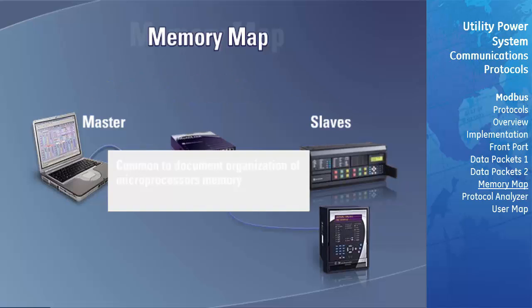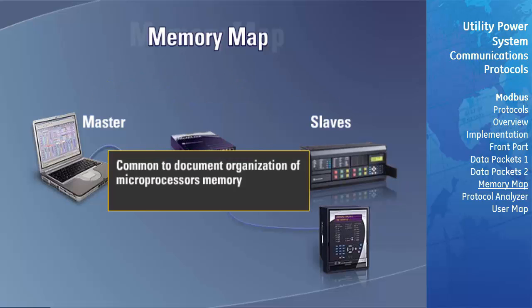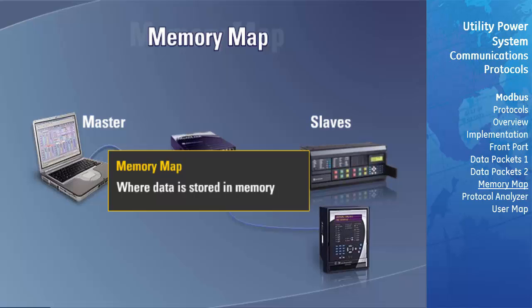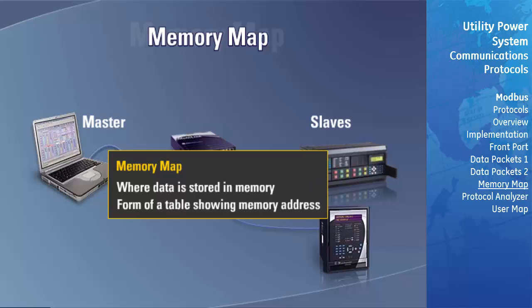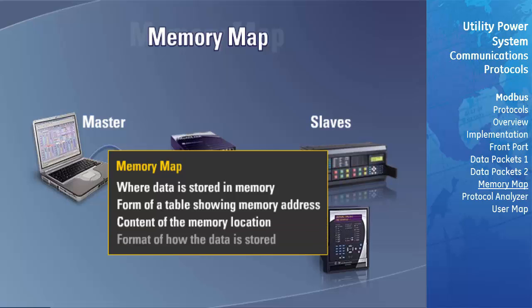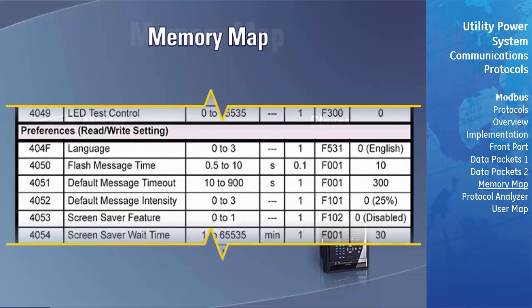It is common to document the organization of a microprocessor's memory in the form of what is referred to as a memory map. The memory map will show where data is stored in the microprocessor's memory and will take on the form of a table showing the memory address, usually in hexadecimal, the content of the memory location, and the format of how the data is stored. Here's an example of a portion of the GE Multilin F60 Universal Relay's memory map.